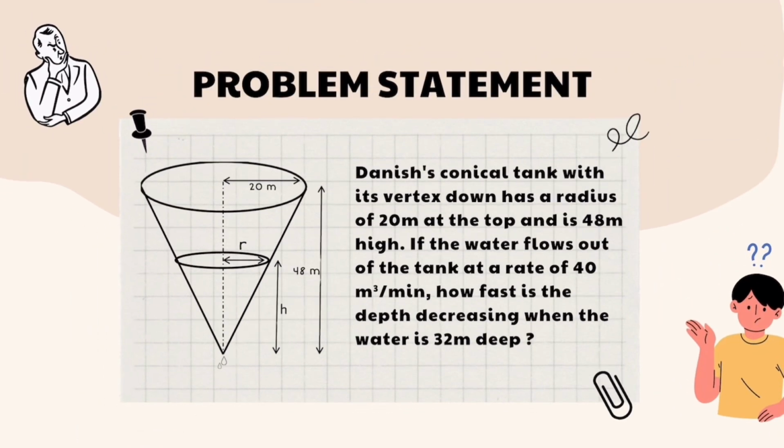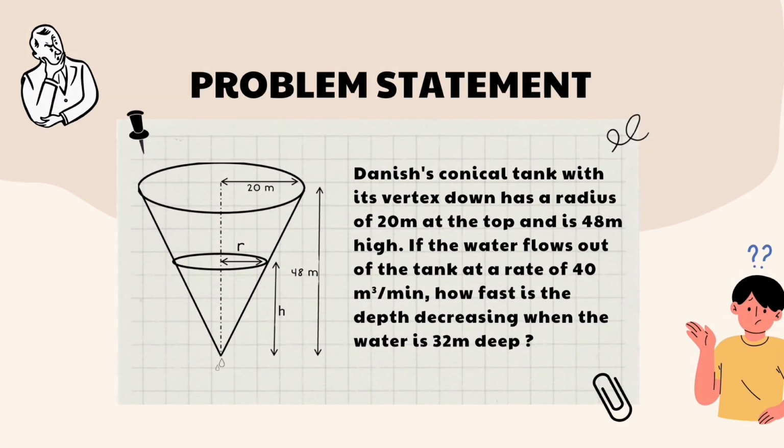Danish's conical tank can be illustrated as in the diagram. Danish's conical tank with its vertex down has a radius of 20 meters at the top and is 48 meters high. If the water flows out of the tank at a rate of 40 cubic meters per minute, how fast is the depth decreasing when the water is 32 meters deep? By using the related rate method, we can help Danish to find his solution.